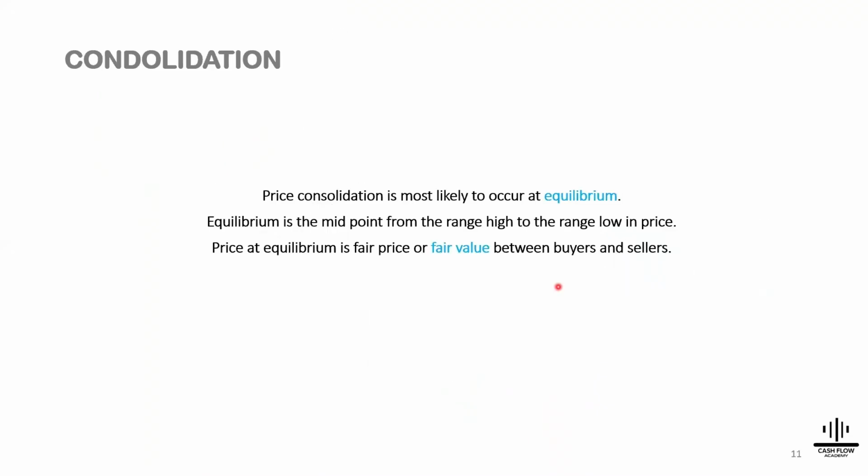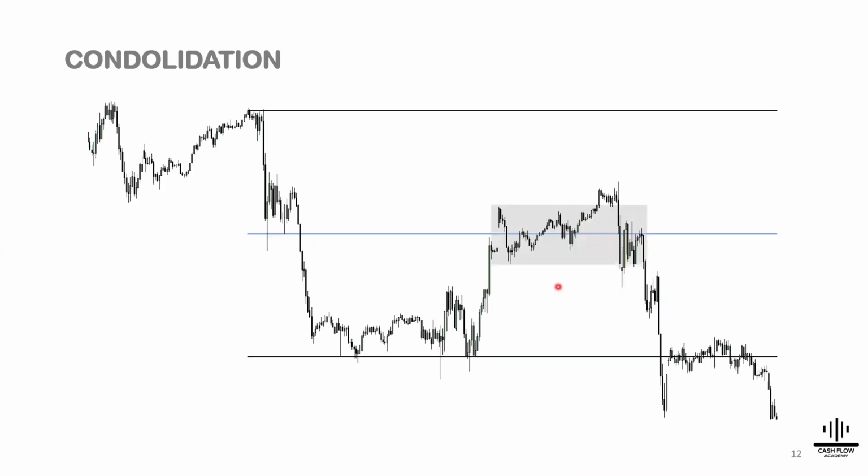Price consolidation is most likely to occur at equilibrium. Equilibrium is the midpoint from the range high to the range low in price. Price at equilibrium is fair price or fair value between buyers and sellers, like I mentioned in the previous video. So let's look at an example. You can see that from this range high to this range low, we have an equilibrium.